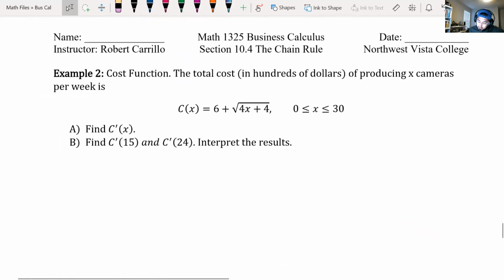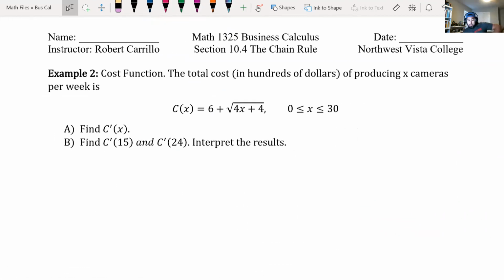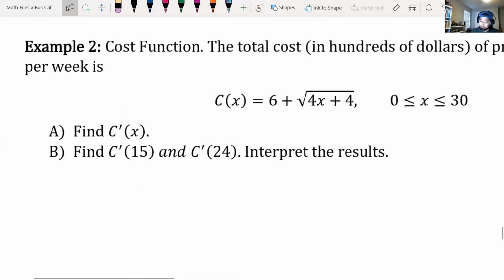All right. Last one. The total cost in hundreds of dollars of producing x cameras per week is C of x equals 6 plus the square root of 4x plus 4. Our domain is between 0 and 30 cameras. A, find the derivative of the cost function. Okay, we'll start there.